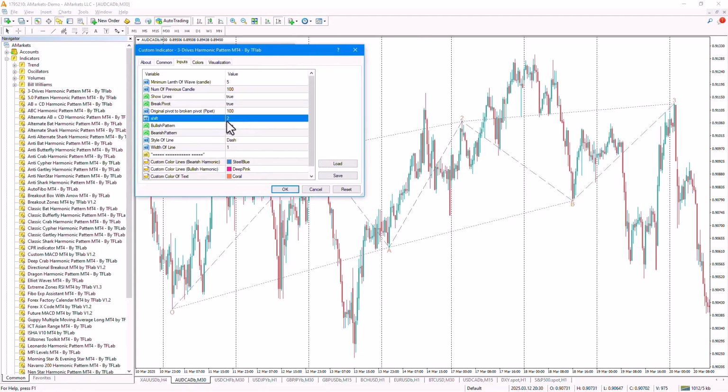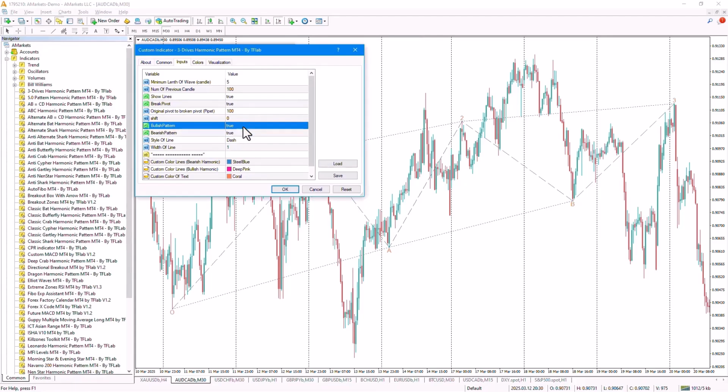In the next section, there is the shift option, which is set to 2 by default. This means that after point 3 is formed, it moves forward by 2 candles, and then it checks the harmonic pattern and displays it on the chart. If we set this option to 0, once the candle closes and point 3 is identified, it checks the harmonic pattern and then displays the pattern.